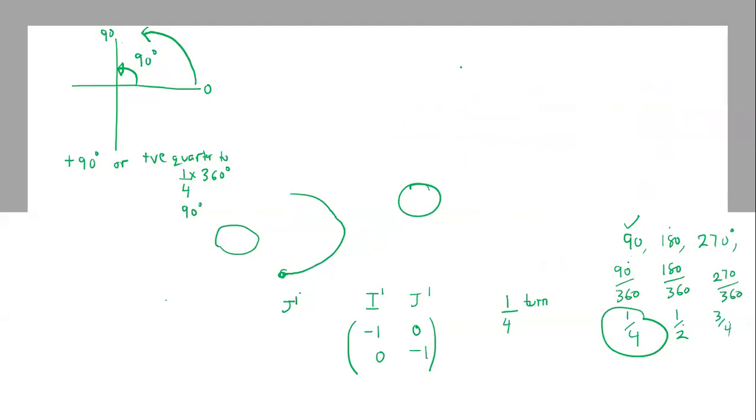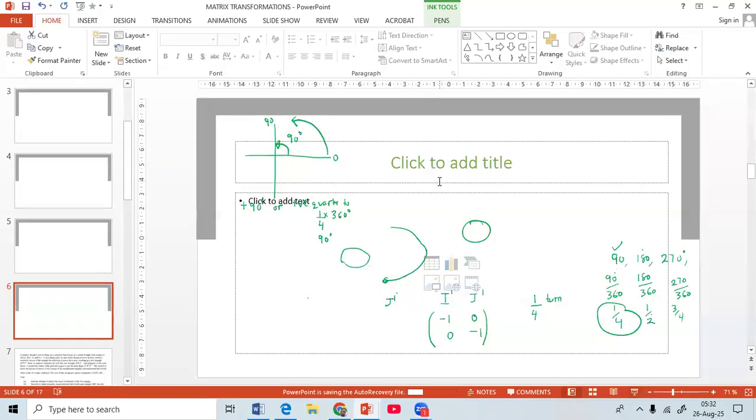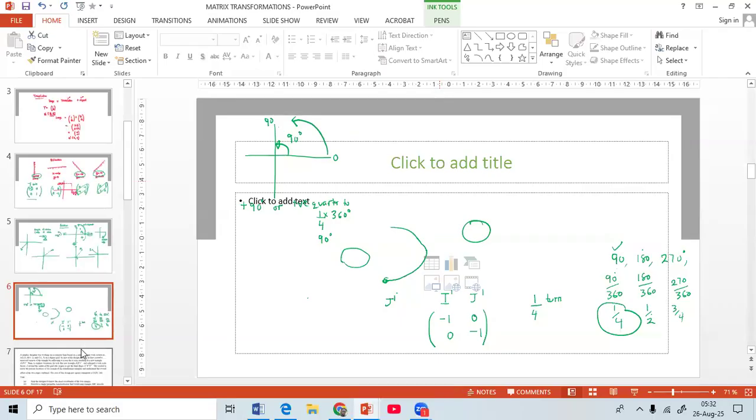The general formula, okay, let me clean this. Oh, sorry. Let me create some space here.